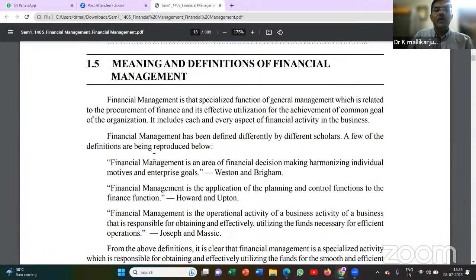Okay. So the second part, meaning of financial management. So far we discussed finance. Now we talk about financial management. Management is added to finance, right? There are two words: finance and management. Like here, Western and Gunn define financial management as an area of financial decision making, harmonizing individual motives and enterprise goals. So individual to enterprise goal.